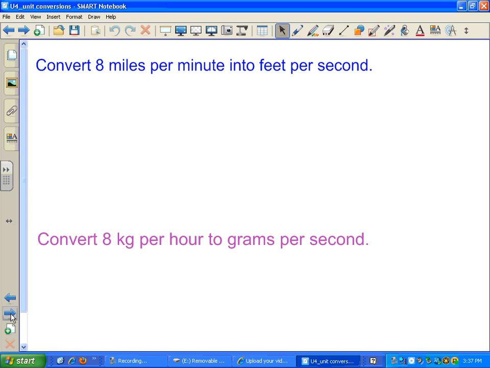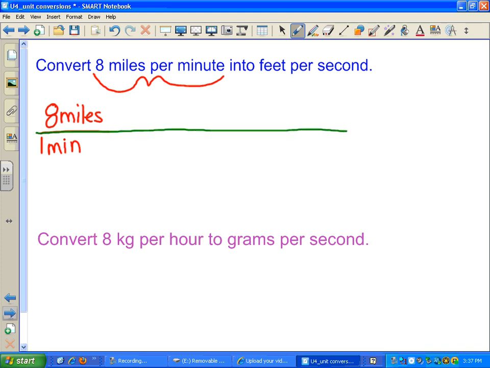So here's how we're going to start this. I'm going to first write the first speed, so 8 miles per minute, as a fraction. 8 miles per minute. Okay, and it's 1 minute. Well, I need to go ahead and convert it to feet. So here's what we're going to do. We're going to kind of create a table. I'm just going to extend that fraction bar all the way out, and I'm going to separate it here.